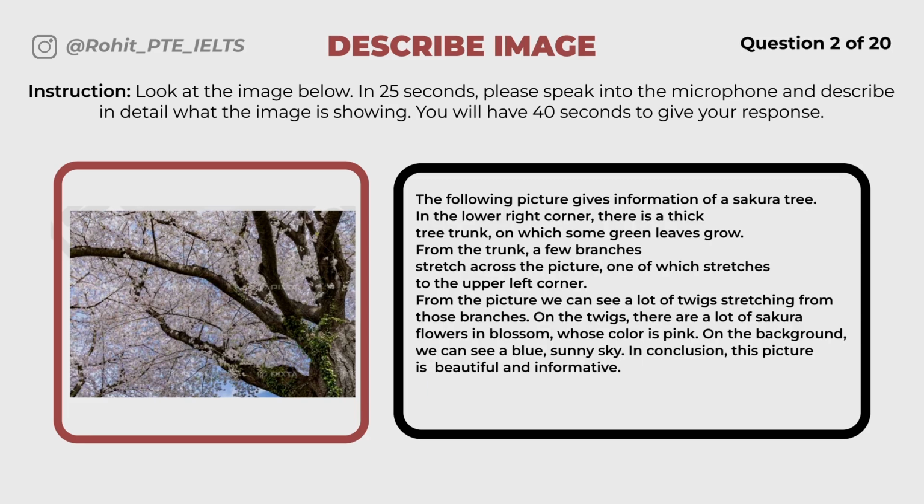The following picture gives information of a sakura tree. In the lower right corner, there is a thick tree trunk on which some green leaves grow. From the trunk, one of the branches stretches to the upper left corner. From the picture, we can see a lot of twigs stretching from those branches.